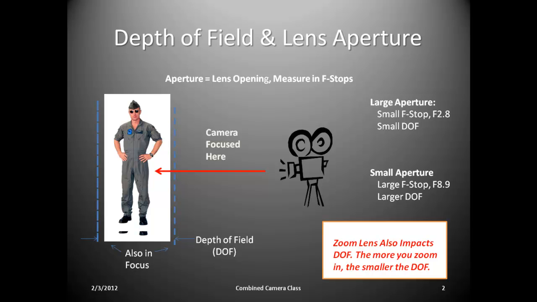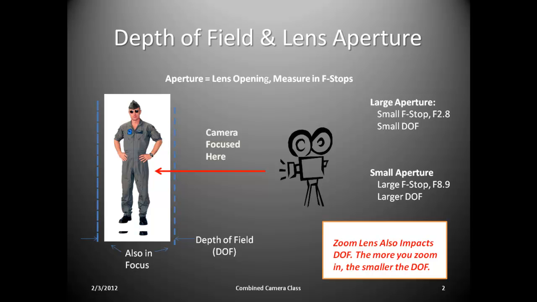The distance between that point in front of his nose and that point behind his head is called the depth of field. And it's between those 2 points that everything is in focus. Now, what has that got to do with your camera? Well, that's the aperture or the lens opening of your camera that's controlling that. And it's measured in something called f-stops.